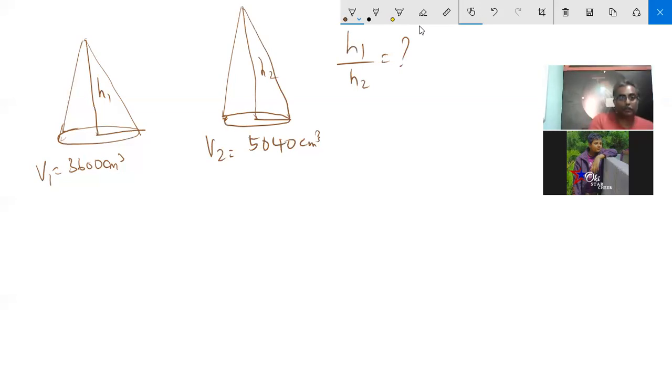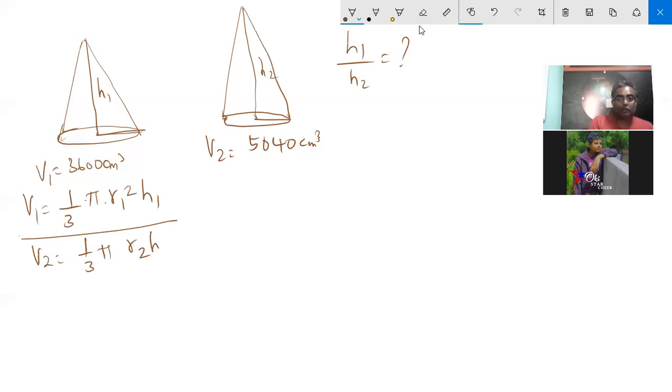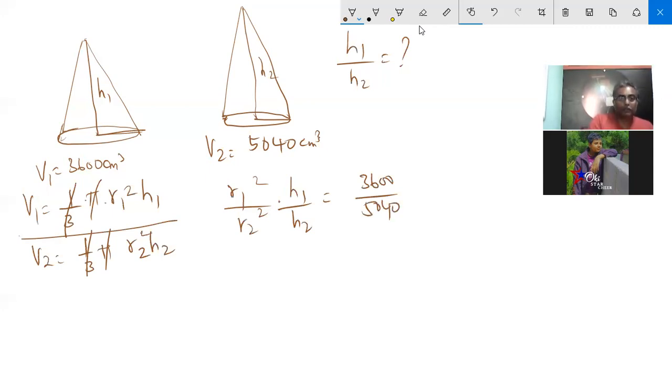Okay. V1 is equal to 1/3 into pi into R1 squared into H1, divided by V2, which is equal to 1/3 into pi into R2 squared H2. This cancels. Okay, R1 squared by R2 squared into H1 by H2 is equal to 3600 by 5040. Why? Because V1 equal to 3600, V2 is equal to 5040.